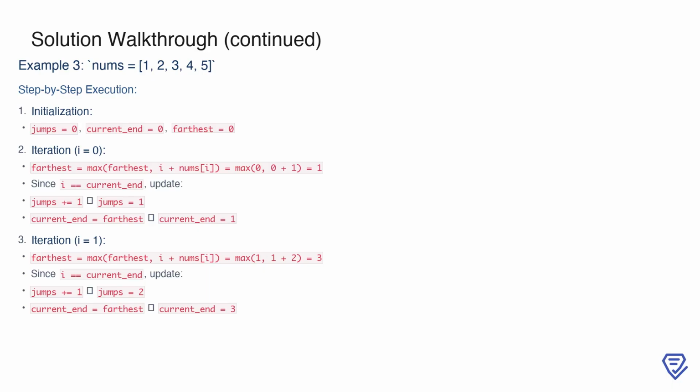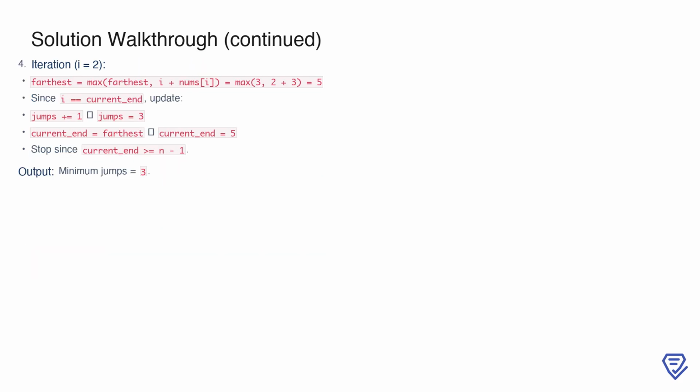Again, since index 1 marks the end of the current jump range, we increment jumps to 2 and update current_end to 3. At index 2, we calculate farthest as max(3, 2 + 3), equals 5. Since we've reached the end of the current jump range, i equals current_end, we increment jumps to 3 and update current_end to 5. At this point, current_end is greater than or equal to the last index of the array, so we stop. For this example, the minimum number of jumps required to reach the last index is 3.